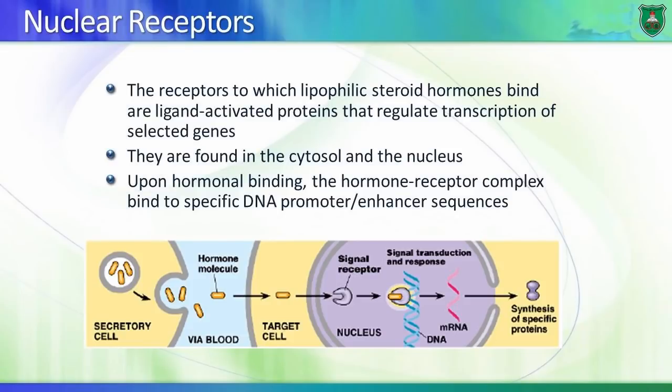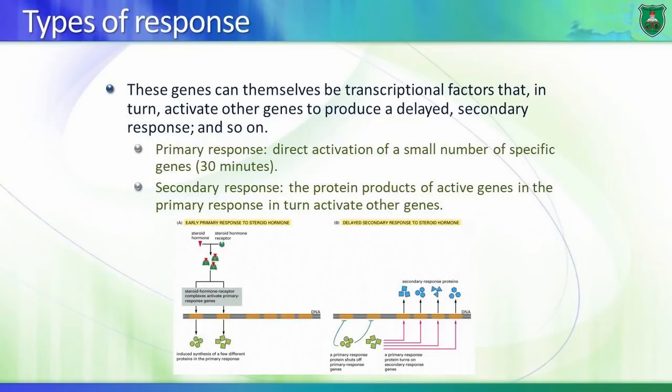Again, the idea here is that the lipophilic hormone would diffuse through the plasma membrane into the cell. It binds to a receptor, and the hormone receptor complex binds to DNA, regulating gene expression. That's the basic mechanism of these hormones, and that's how they function. Now, the response can be relatively immediate or delayed when it comes to gene expression. So you can have a primary response, and it takes about 30 minutes. The receptor hormone complex binds to DNA, inducing gene expression.